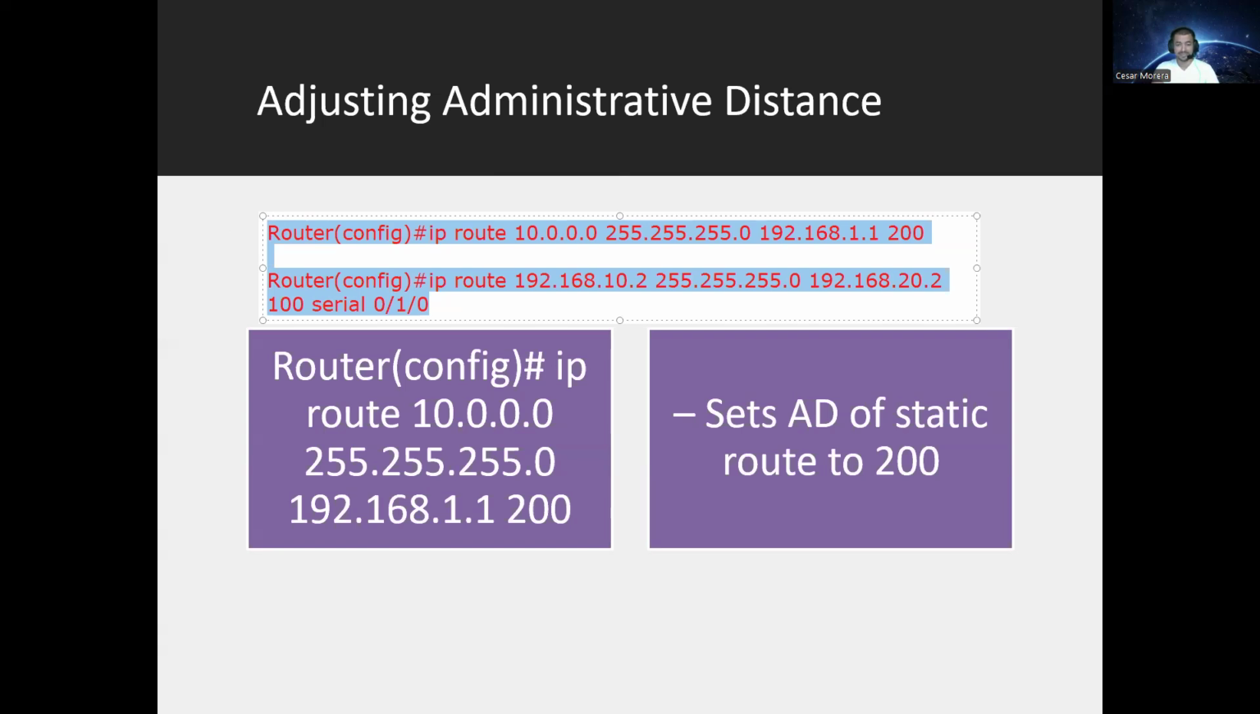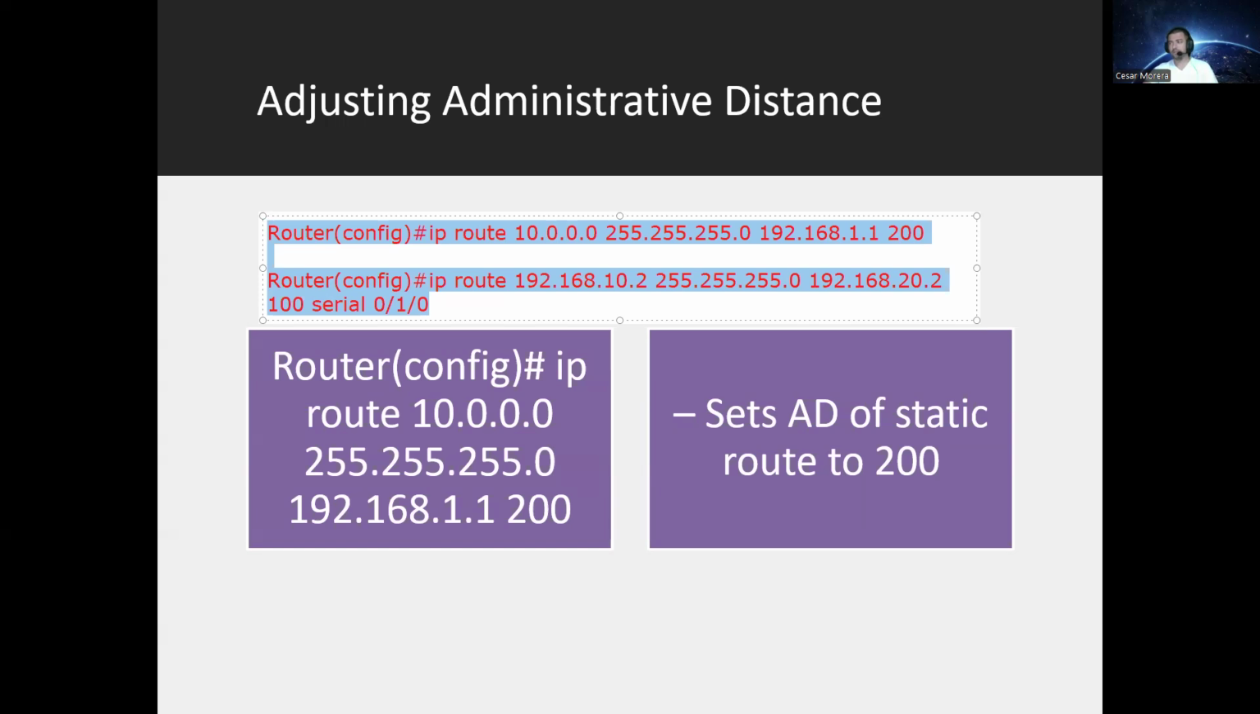Is this properly configured for static route? I want to validate something because I want to know if the serial goes before or after the second one, the command. Let's see if there are some issues with that one.